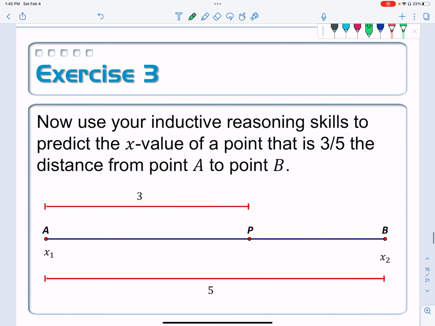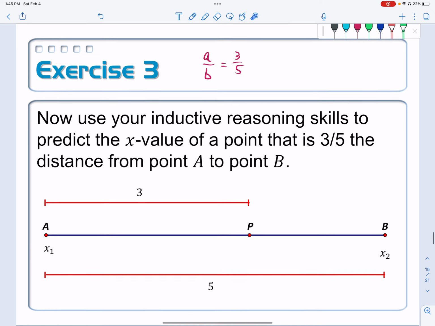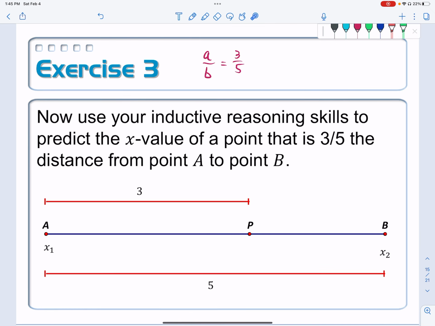All right, so for exercise 3, our fraction is supposed to equal 3/5. And I'm trying to come up with a formula that's going to find the coordinates for point P that is 3/5 of the distance from point A to point B. It's going to be a weighted average. We just have to figure out what the weights are using the inductive reasoning skills that we developed through the course of this lesson. So, would you agree with me that we're going to be dividing by 5, right?